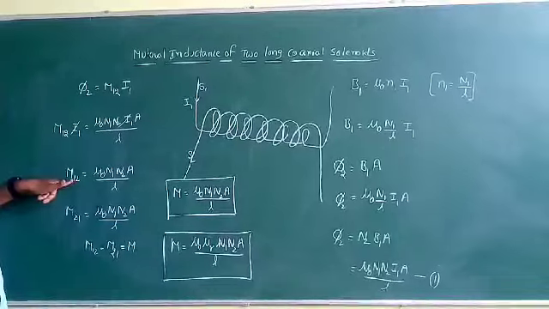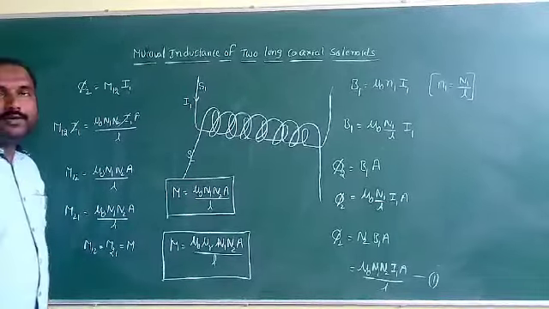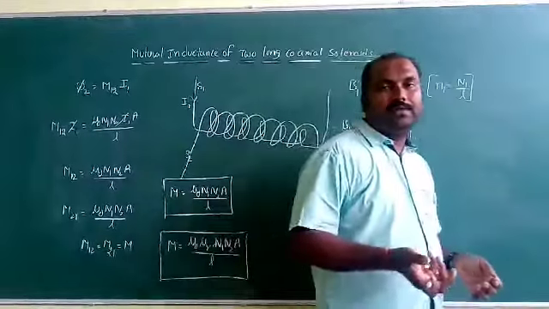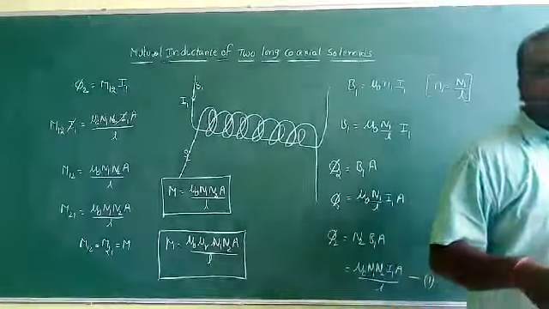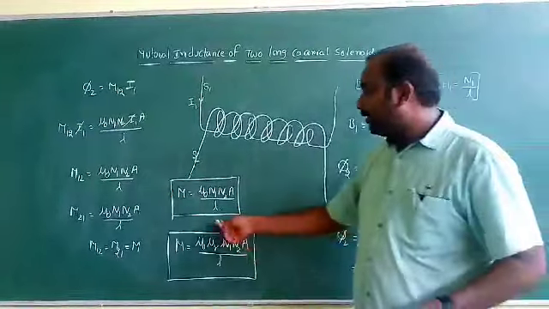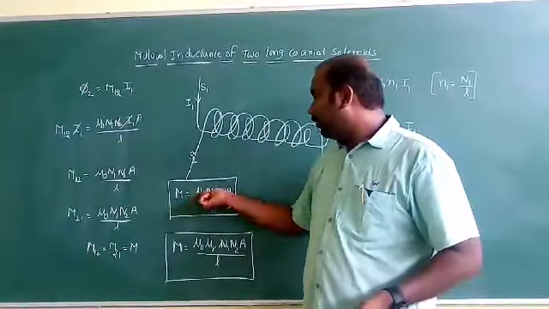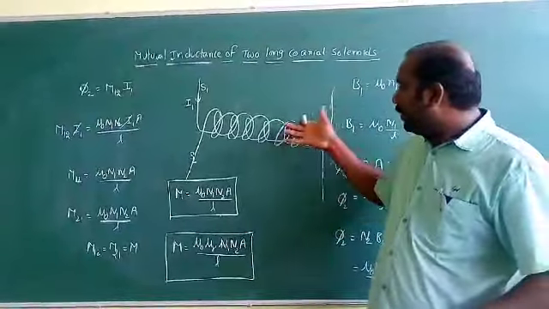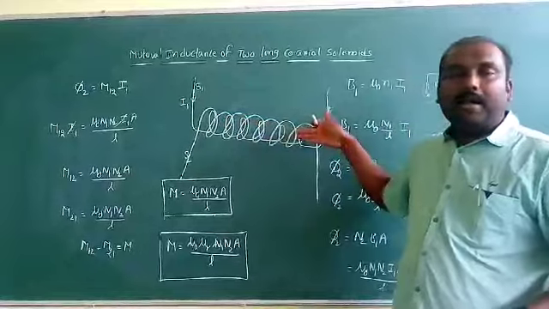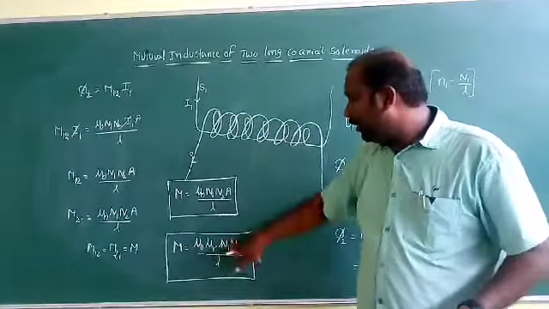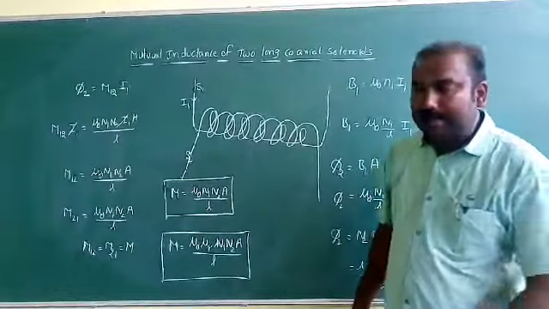M12 stands for the mutual inductance of the secondary solenoid due to the first solenoid, and M21 stands for the mutual inductance of the first solenoid with respect to the second solenoid, but both mutual inductances are the same. And finally, M is equal to mu naught N1 N2 A by L. If solenoids with a magnetic material of relative permeability mu r are used, then the above equation becomes mu naught mu r N1 N2 A by L.